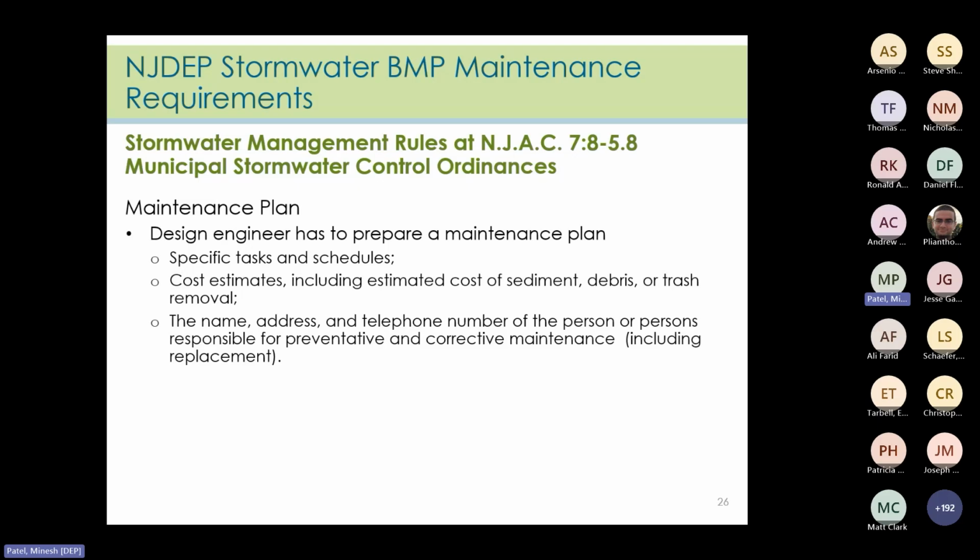So the rules specify the maintenance plan must include details for the design that's shown on the construction plans, a list of tasks and the schedule for performing them, plus the cost estimates are required. The name and contact information for the responsible party must be clearly shown. This person or even party must perform both types of maintenance. So let's review what falls under preventative versus corrective maintenance.